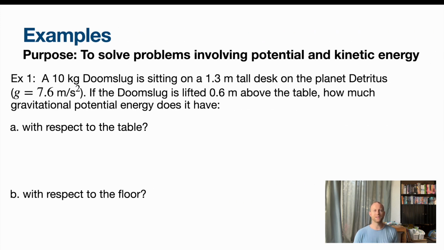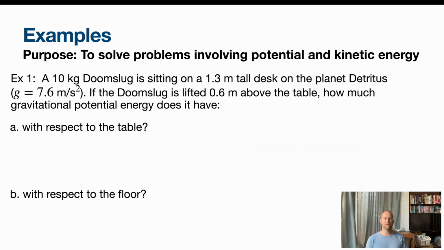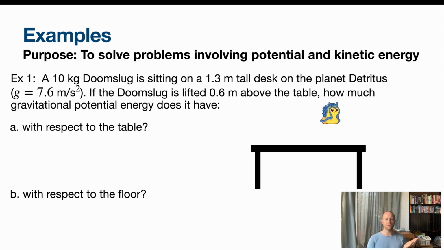Let's do an example here. So a 10 kilogram doom slug is sitting on a 1.3 meter tall desk on the planet Detritus, different acceleration due to gravity. If the doom slug is lifted 0.6 meters above the table, we want to know how much gravitational potential energy does the doom slug have with respect to two different things. One with respect to the table, one with respect to the floor. So here's our doom slug. It's above a table. Here's the two different heights.